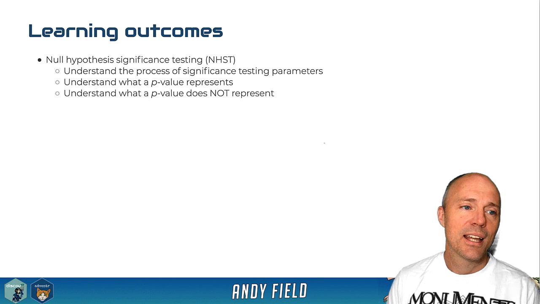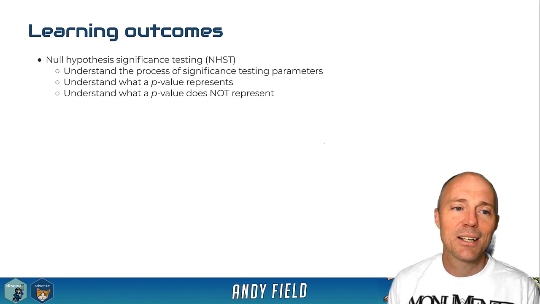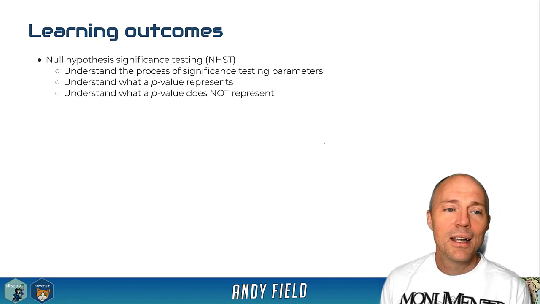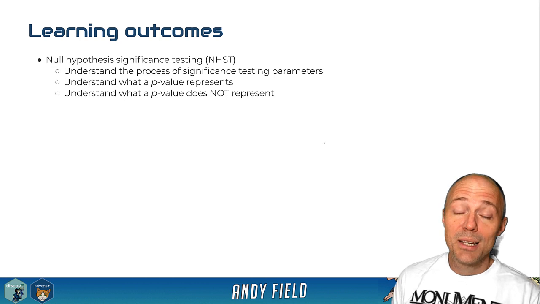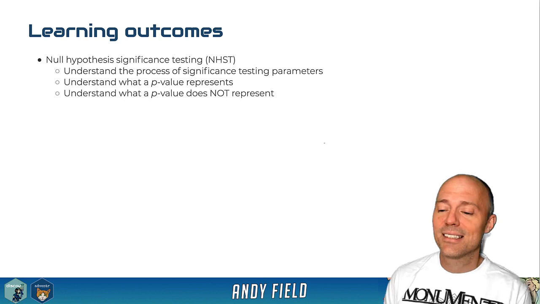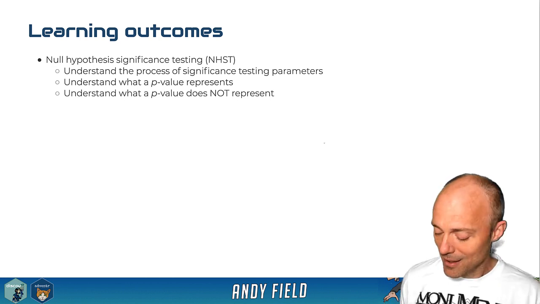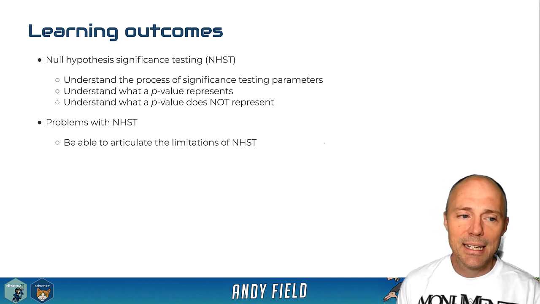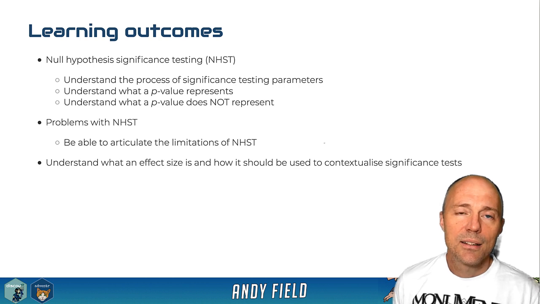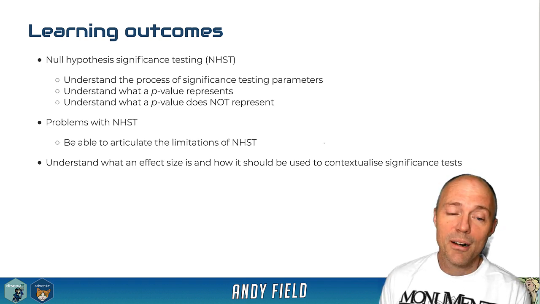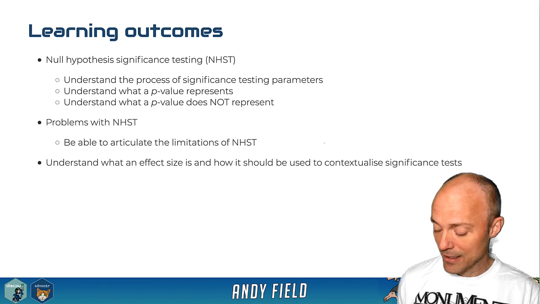Okay, so by the end of this lecture, hopefully we'll have some kind of understanding of the process of significance testing parameters, so what it means and what process we need to go through. I'm going to spend a bit of time trying to explain what a p-value represents and also what it does not represent, because it's another thing in statistics that there are a lot of misconceptions about. So we'll try to dispel some of those. We'll have a look at some of the limitations of significance testing. And we're also going to talk briefly about effect sizes, so looking at the parameters themselves and how interpreting the parameters provides a useful context for significance tests.